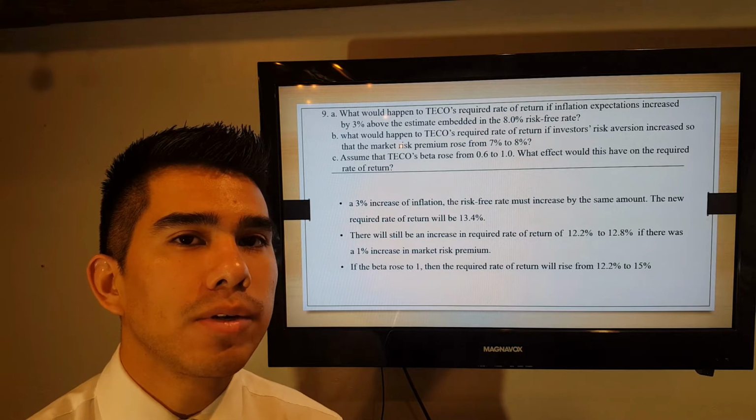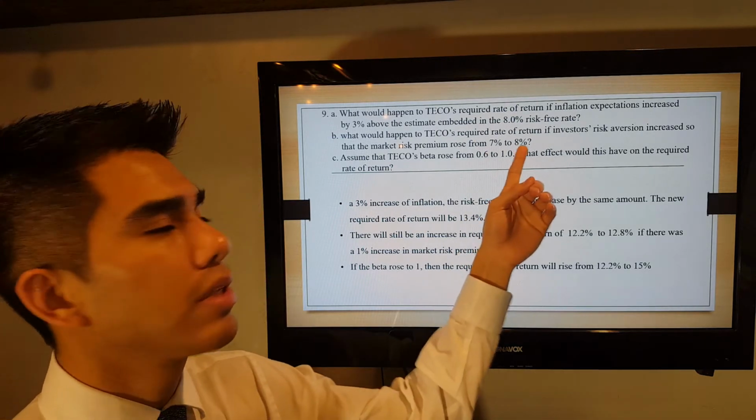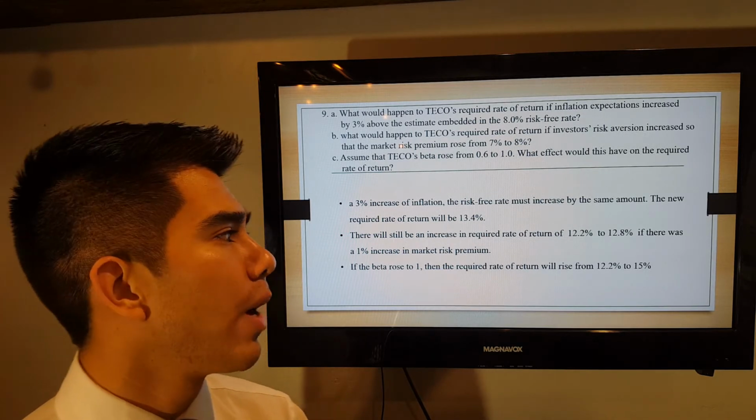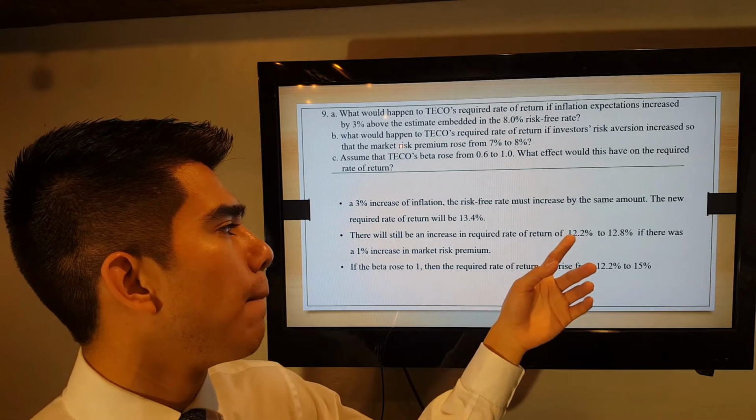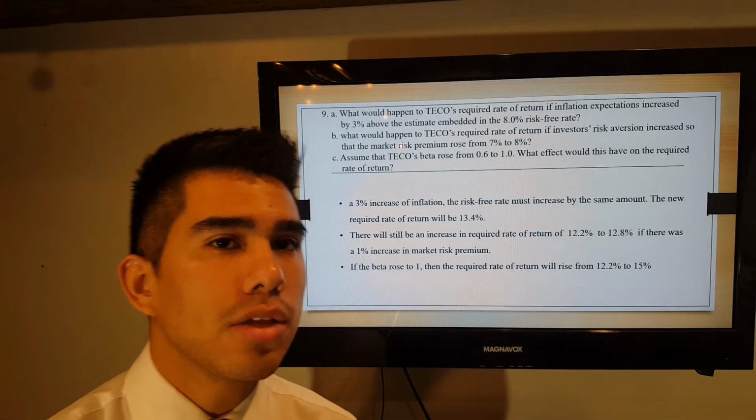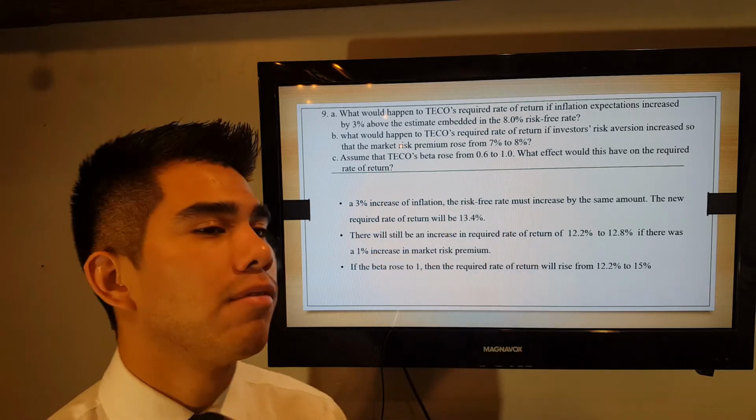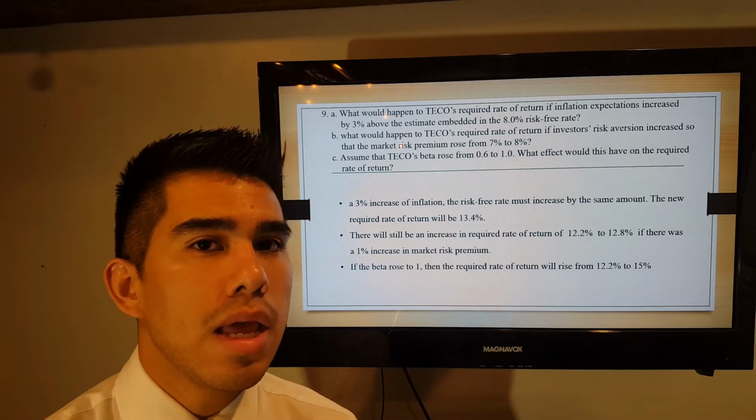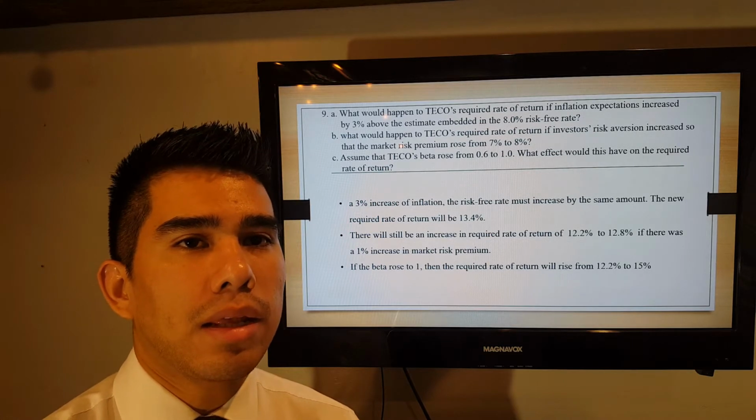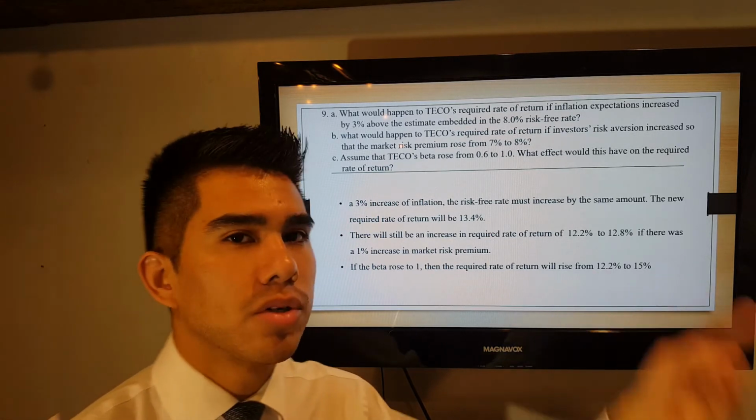The second scenario is an increase in market risk premium from 7% to 8%. And then I calculated the required rate of return to rise from 12.2 to 12.8%. And then the third scenario is a rise in the beta from 0.6 to 1. And I calculated the required rate to be 15%.